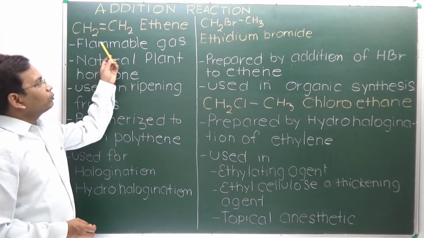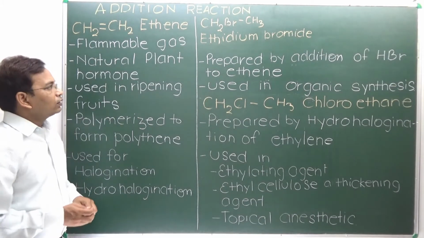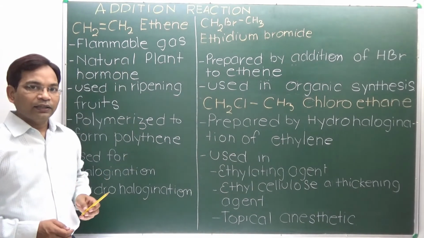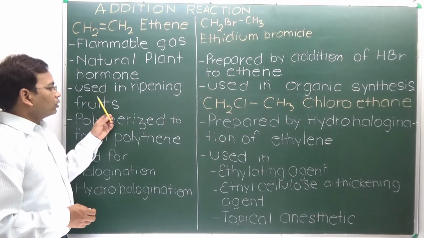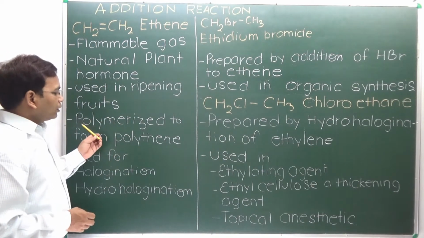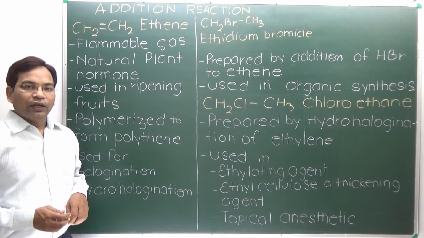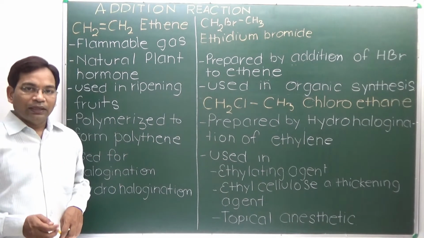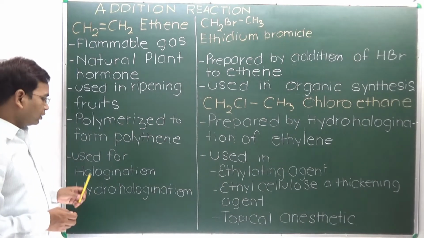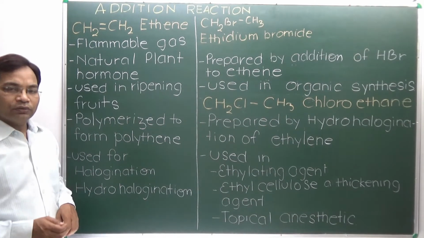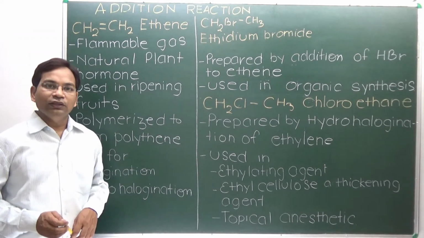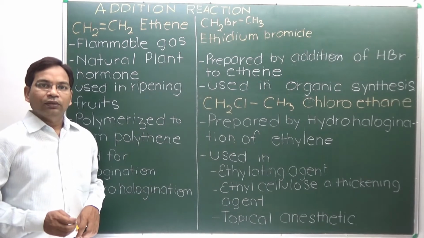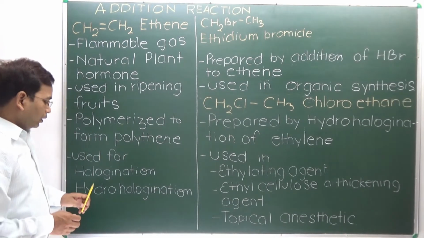Here, for example, ethene. Ethene is a flammable chemical substance obtained naturally from plants and is a ripening agent for fruits. It is used for polymerization, and on polymerizing it gives polythene. Polythene is a plastic used for packing material. Ethene is also used for halogenation, to produce halogen products like chloroethane, bromoethane, etc.